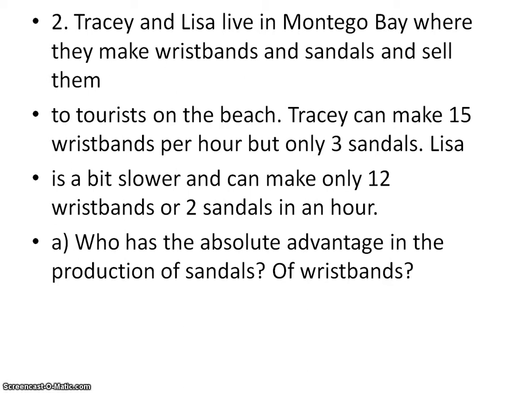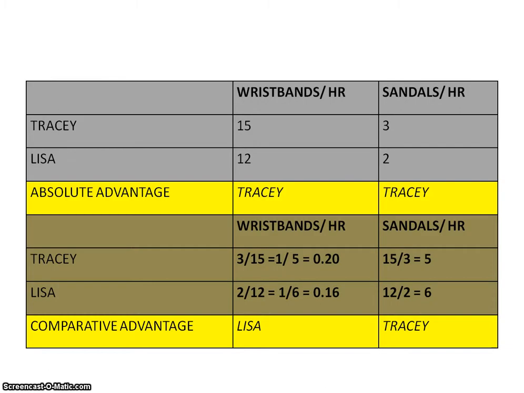Well, to put together our information easily, I created a table. So in the table, we place the information that we just saw in the previous slide. Tracey makes 15 wristbands per hour. However, in 1 hour, she can make 3 sandals. Lisa makes 12 wristbands per hour and only 2 sandals per hour. Okay, so we see what each individual can make at a maximum if they were to devote their time to either wristbands or sandals.